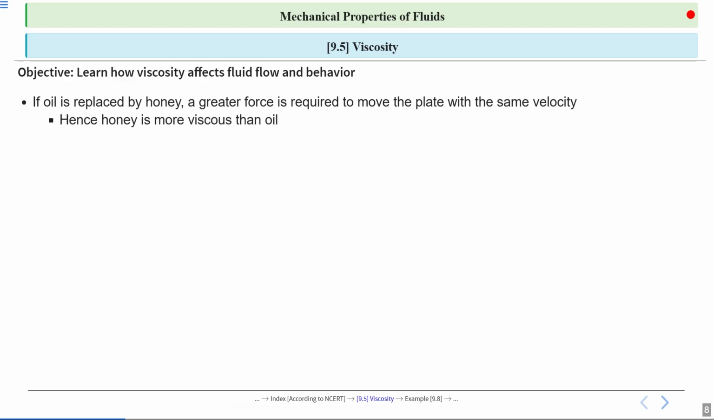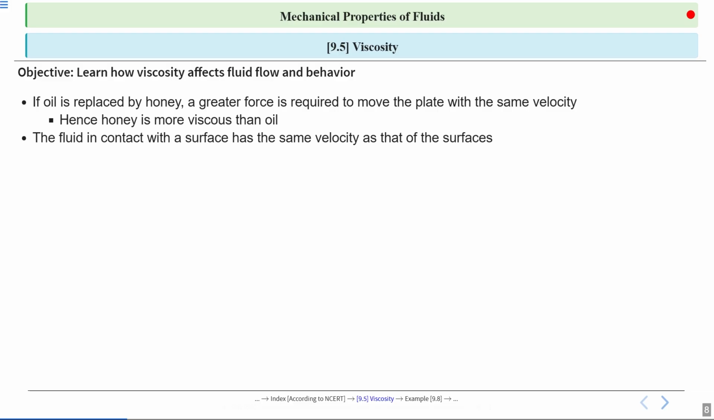So, this tells us that honey is more viscous than oil. In other words, honey has a higher viscosity, which means it resists flow more strongly. Viscosity is a key property that determines how thick or sticky a fluid feels when you try to move something through it.